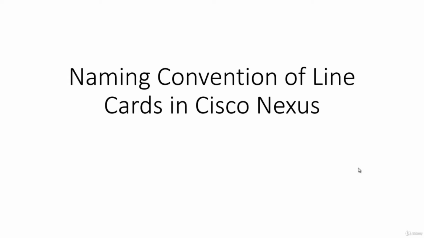Friends, now we'll talk about the naming convention of line cards in Cisco Nexus devices. So I have one name here. We'll try to derive as much information as possible from this. So this is the name N7K-F248XT-25E. Okay, by looking at the name, it looks very complex. But at the end of this lecture, you will have a lot of understanding.